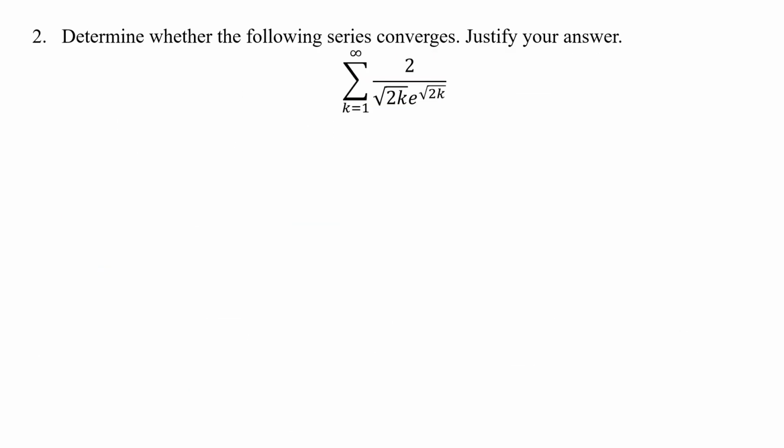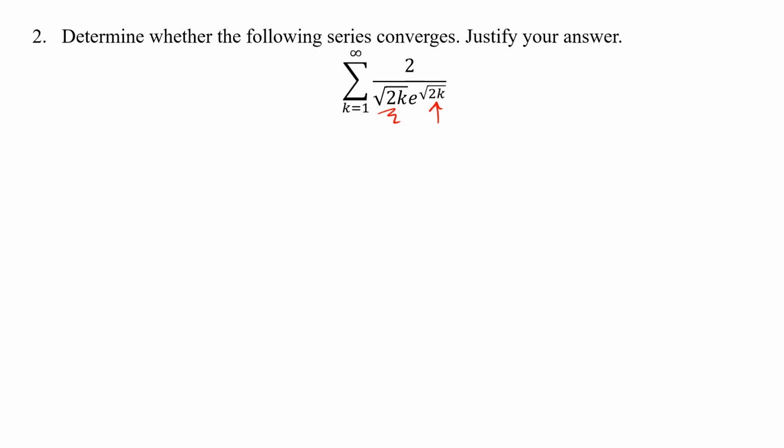All right, everybody, so let's take a look at this example here. So again, we want to determine whether this series converges, and then we're going to justify our answer by which convergence test we apply. So if you take a look at what we have here in our denominator, we have this e to the square root of 2k, and then we also have something similar here, the square root of 2k in front. All right, that is what we have for our exponent.